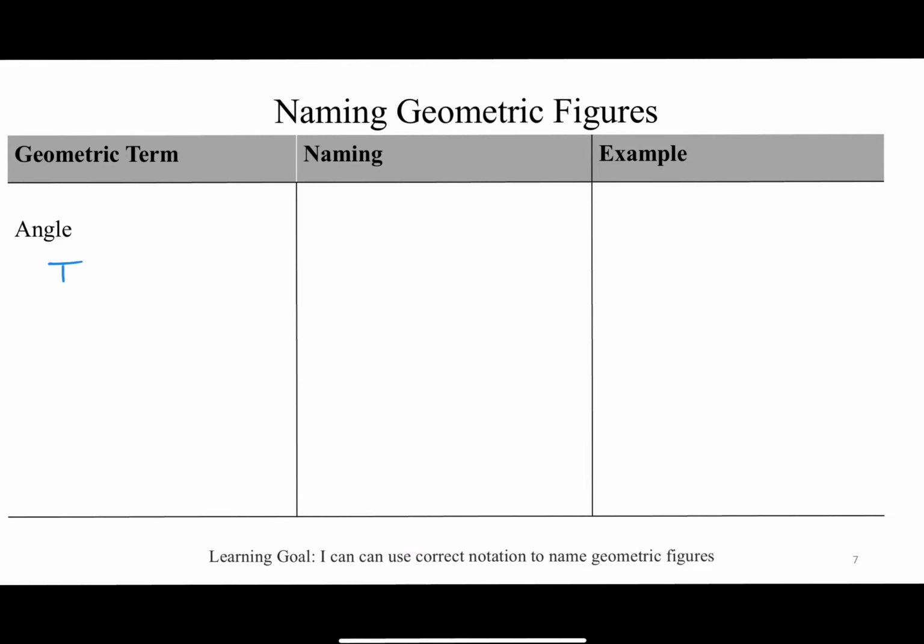All right, and the last geometric term we're going to look at is angles. Now we know angles are made up of two rays that share their endpoint, and they look something a little bit like this.